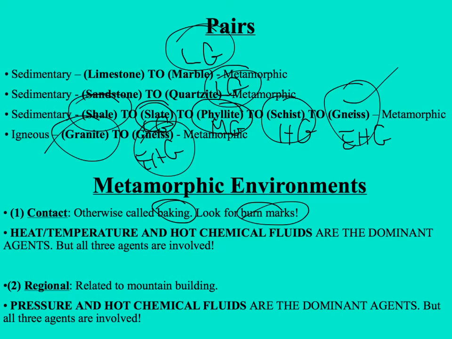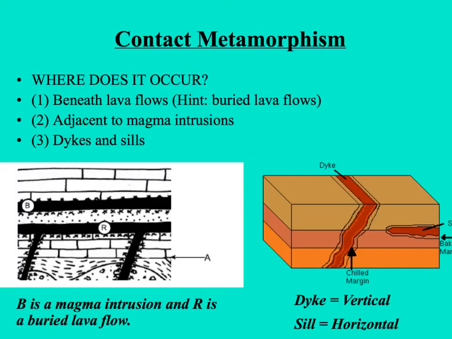The other type of metamorphism is regional. If you think about the word region, it's a large area, so it typically relates more to mountain building or subduction zones, which are highly connected to the formation of mountains. With regional metamorphism, because it typically occurs at the base of mountain systems, we realize that all three are also important, meaning heat and pressure and hot chemical fluids, but pressure would certainly dominate in that particular case.